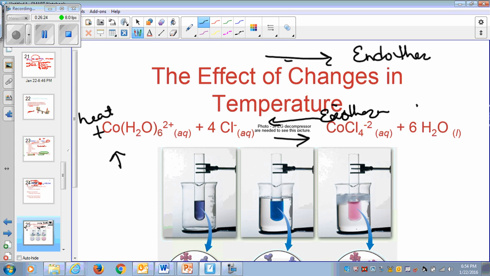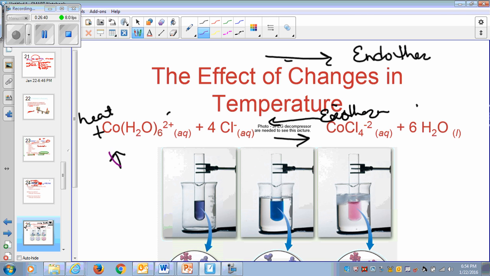So if I'm cooling it down, I'm favoring exothermic chemical reaction. If I'm heating it, I'm favoring endothermic chemical reaction. So this is what you need to understand when it comes to temperature. But changing the temperature also changes the Kc. You have to understand that.